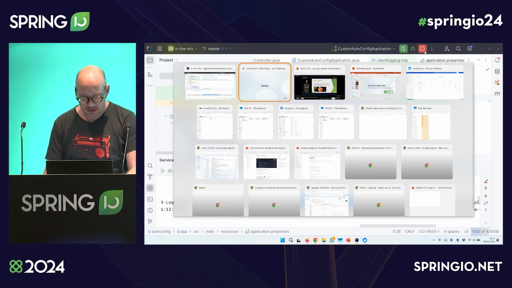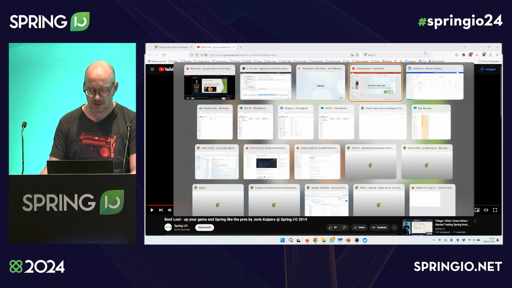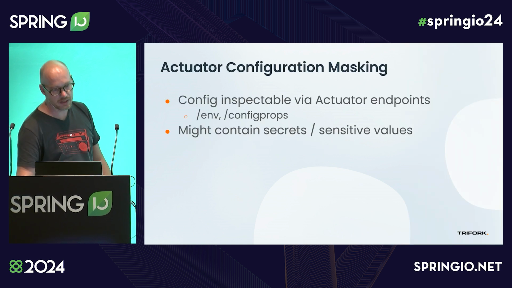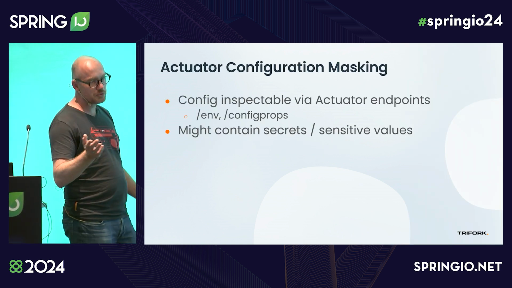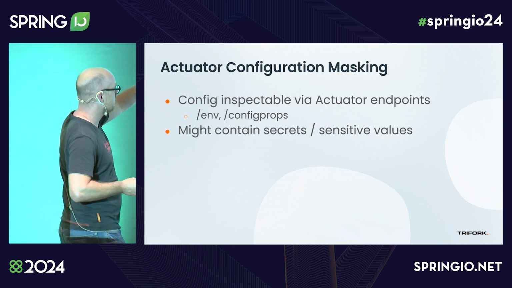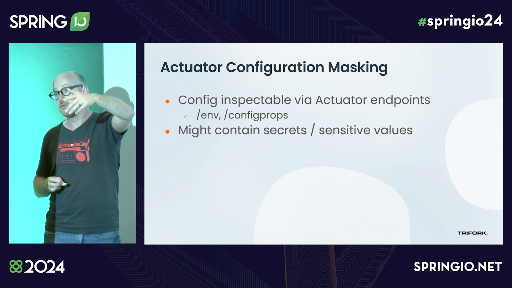Let's see how we're doing on time. Ooh, it's close. I'm going to do one more demo. And that's the Actuator auto-tune demo, actually. So if you know about Spring Actuator, you know that it provides a bunch of different endpoints. And some of those endpoints include env and configprops, which can return your configuration.